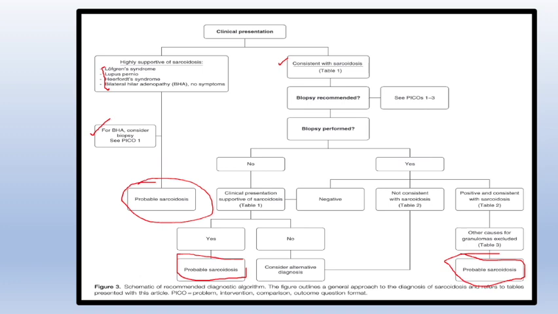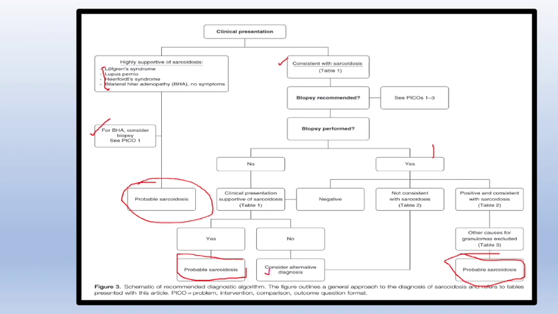But if biopsy is recommended, if biopsy is possible, and you do perform the biopsy, then in case your biopsy is negative, and your sampling is negative, but clinically you thought that this patient does fit into sarcoidosis, then also you may consider him as a probable sarcoid. In case the clinical presentation is not supportive, the biopsy is not supportive, then definitely you must consider alternative diagnosis.